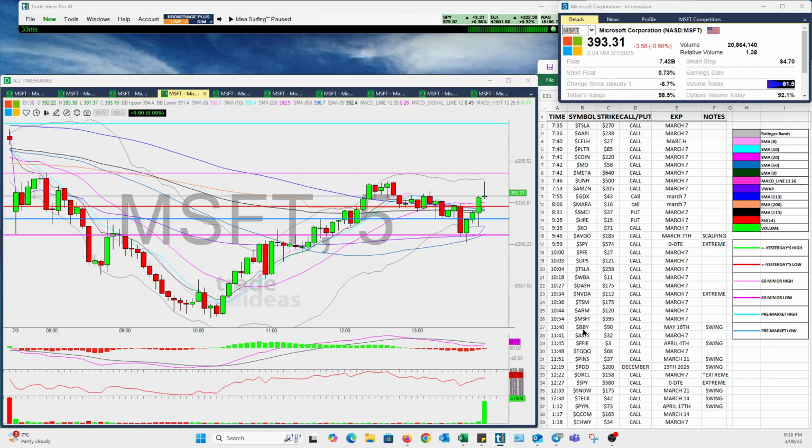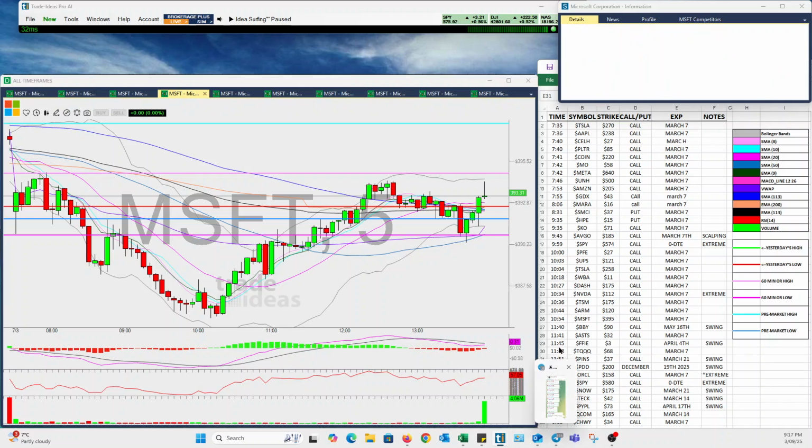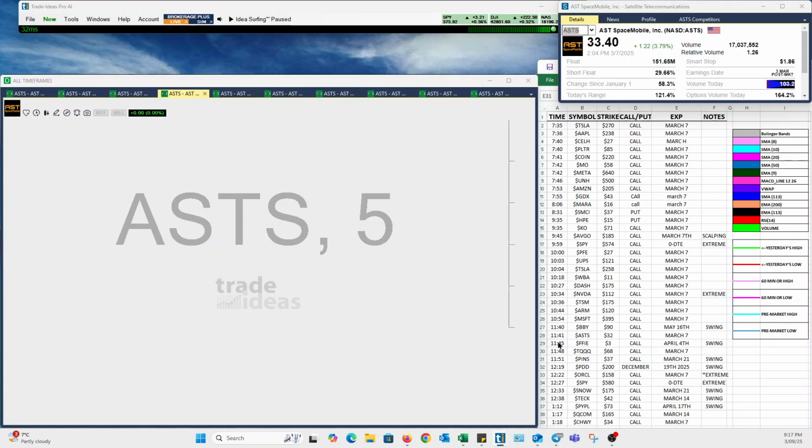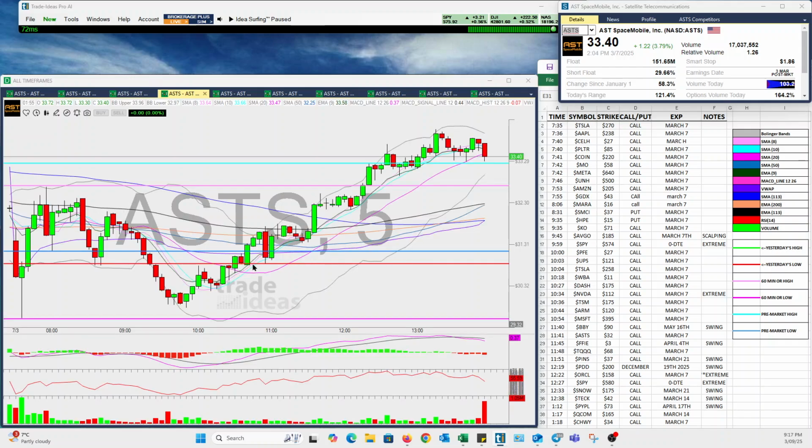Next, we had BBY, which is a swing, and I don't usually review the swings. We had ASTS, which was called out at 11.41. Let's just look at 11.41, which would have been right around here. When this chart was called out, price had already crossed VWAP, and everything was moving up. All your moving averages were going in an uptrend.